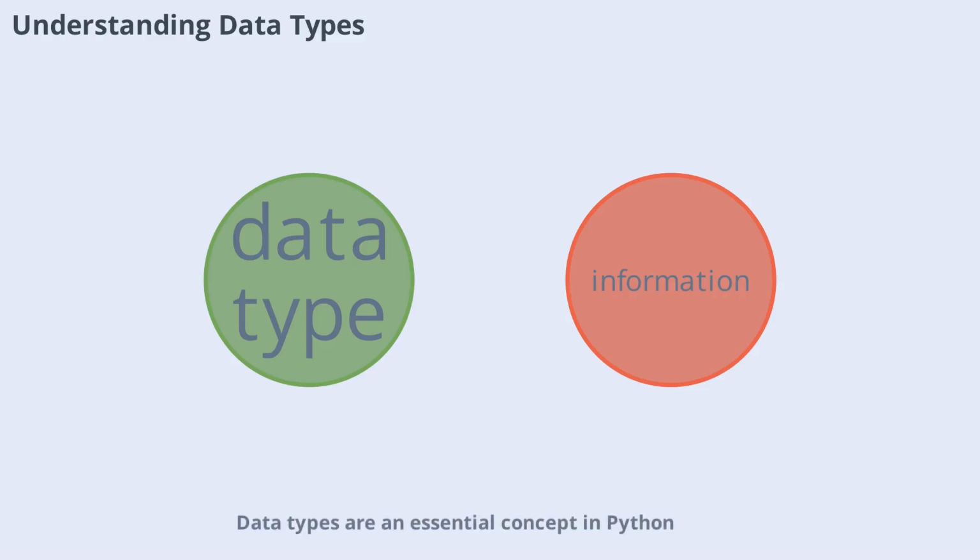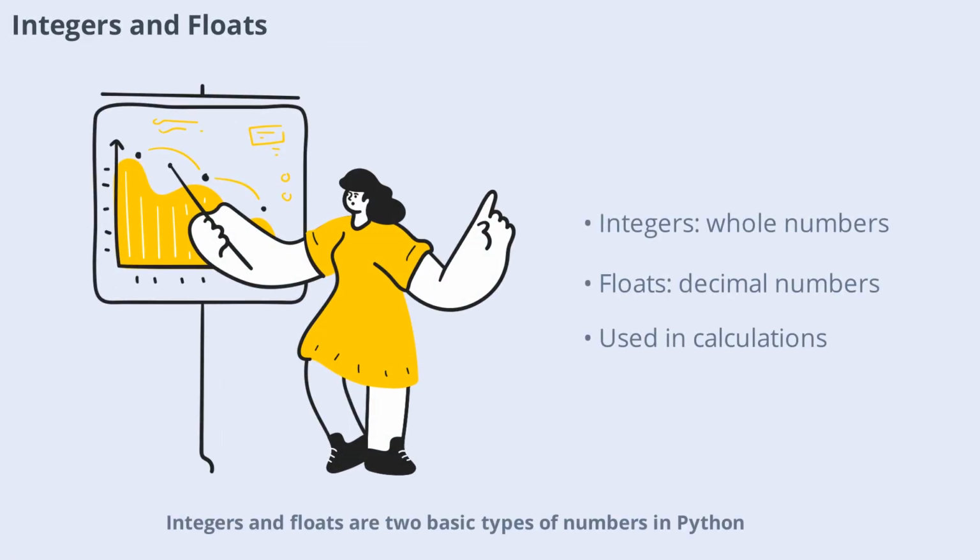Data types are an essential concept in Python. They tell the computer what kind of information you're working with. The most common data types are integers, whole numbers; floats, decimal numbers; strings, text; and lists, collections of items. Knowing the data type helps Python decide how to store and process your information, making your analysis more accurate and efficient.